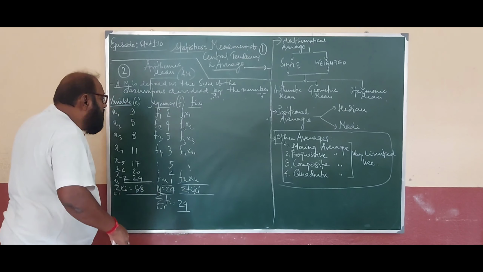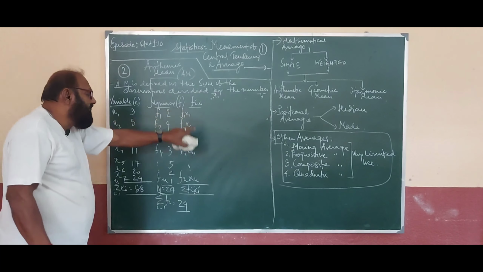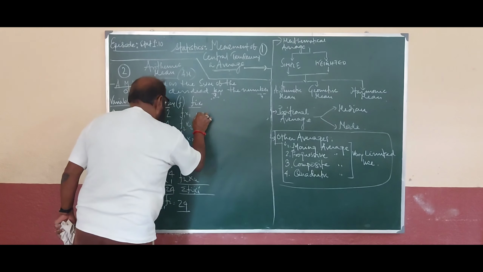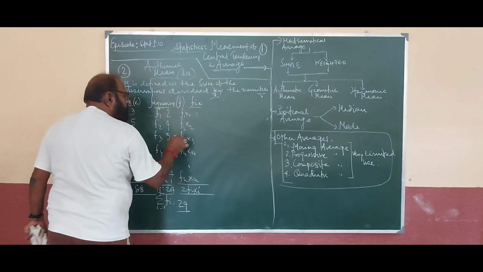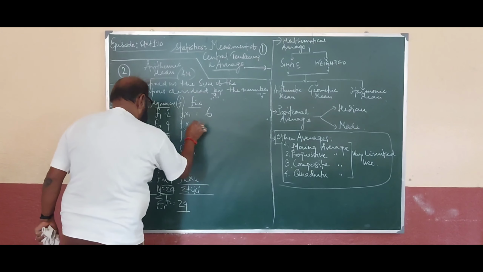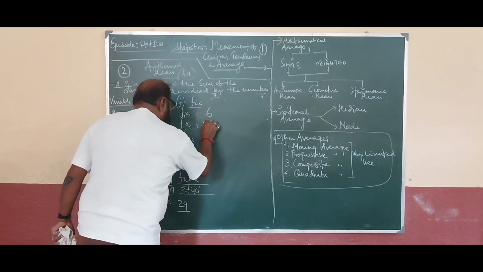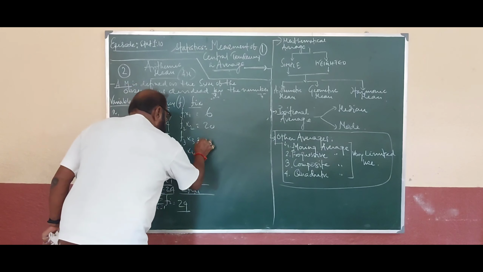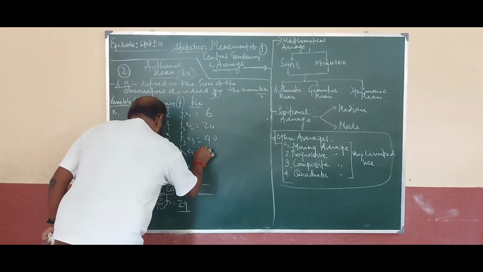In that case, how will you find out the arithmetic mean? We multiply x1 by f1. So f1 x1 is how much? 3 into 2 equals 6. Here it is 4 into 5 equals 20. Now it is 5 into 8 equals 40. Then what is it?